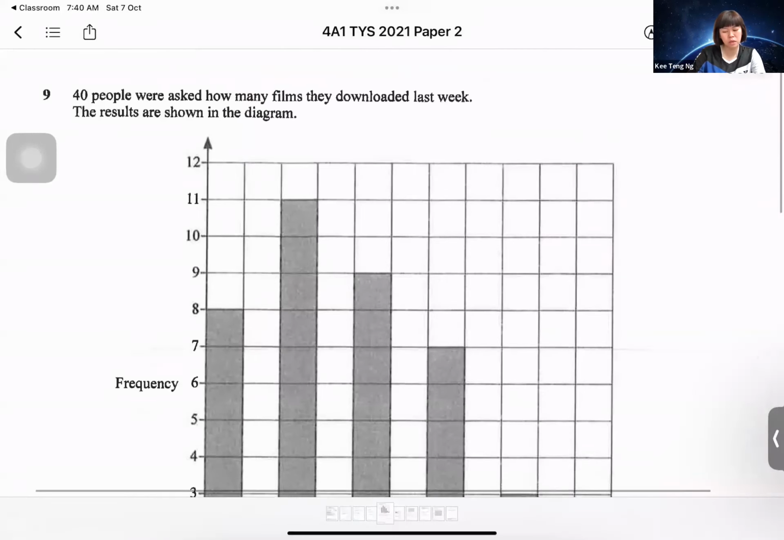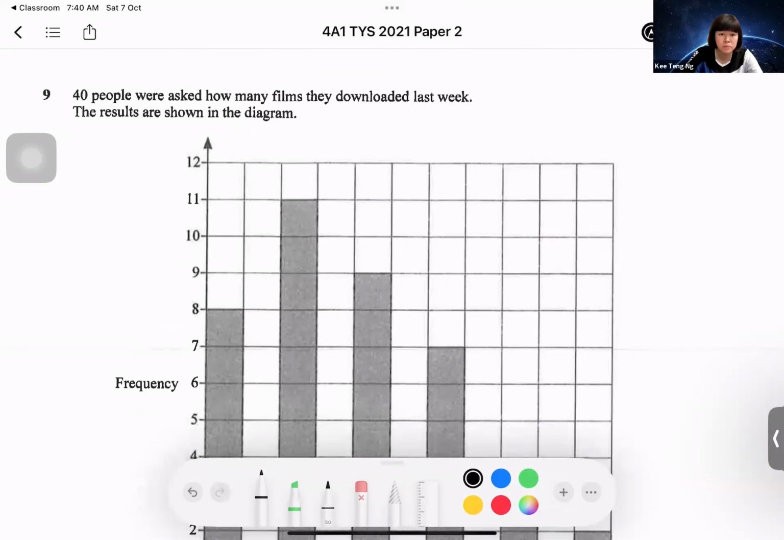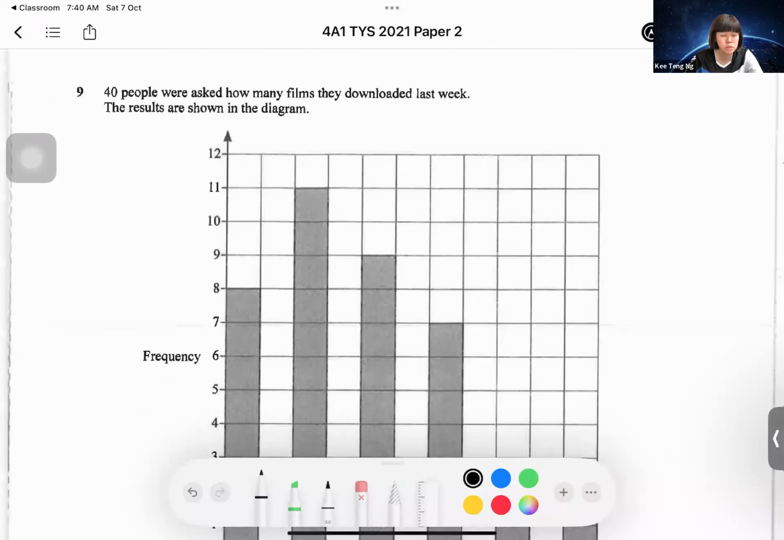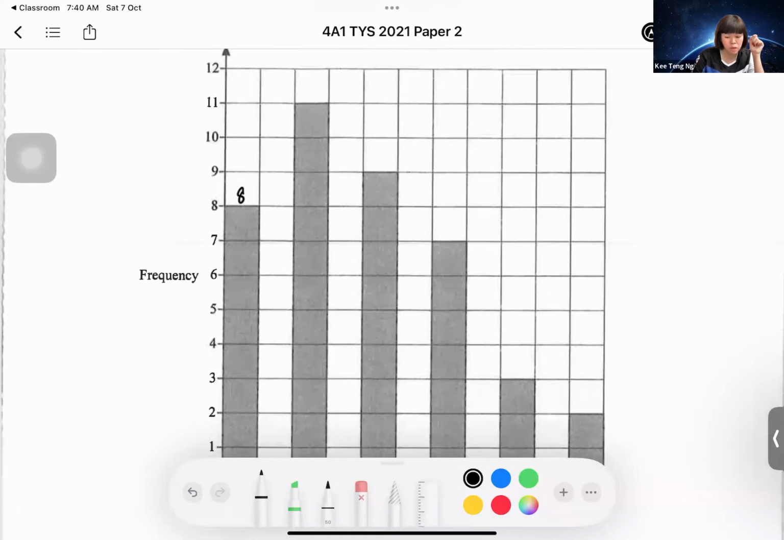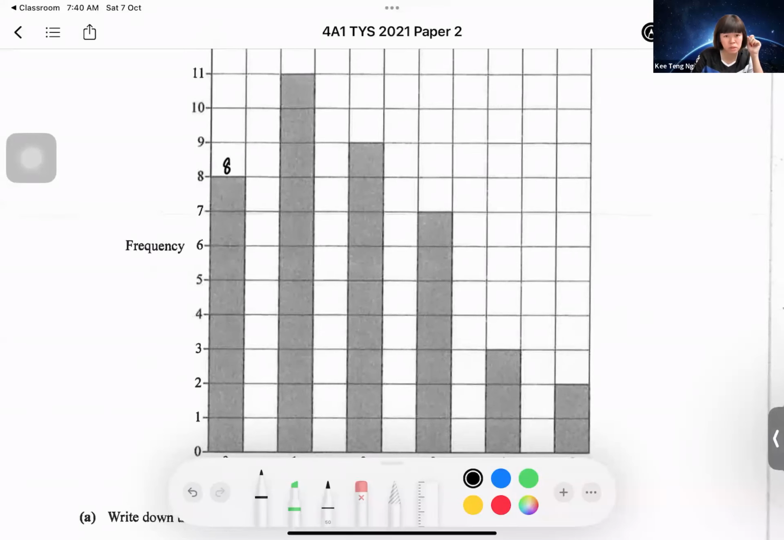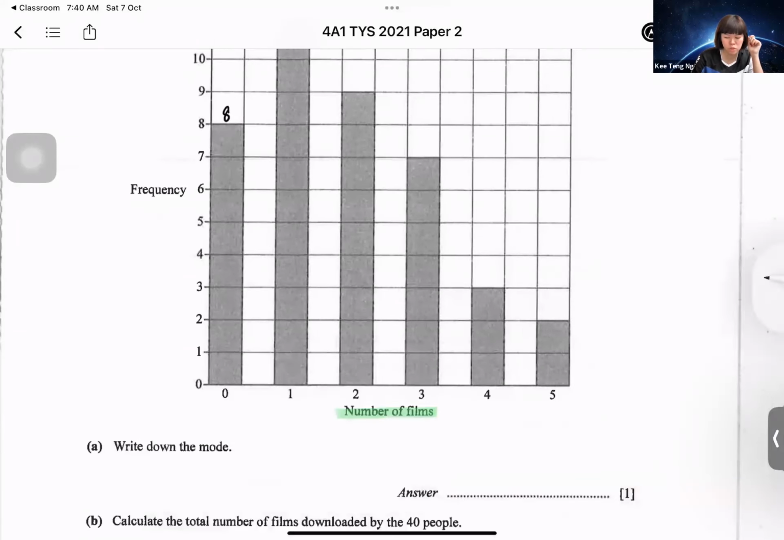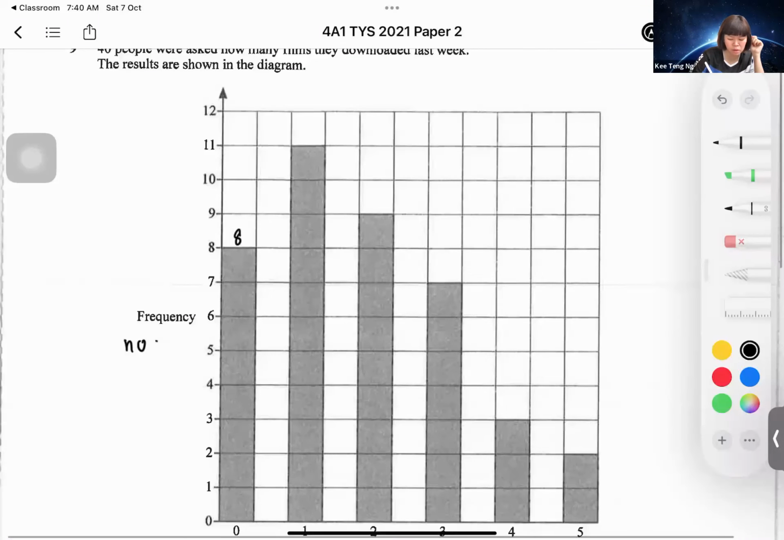Next page over here, 40 people were asked how many films they downloaded, the number of films, right? So this is the 40 people, and these are the frequency or whichever. So please read the question now. What is the axis? This axis over here is the number of films, not the number of people. So how many people downloaded 0 films? 8 people downloaded 0 films. 1 person downloaded 11, and so on and so forth. So this one over here, the frequency, is the number of people that downloaded that number of films.